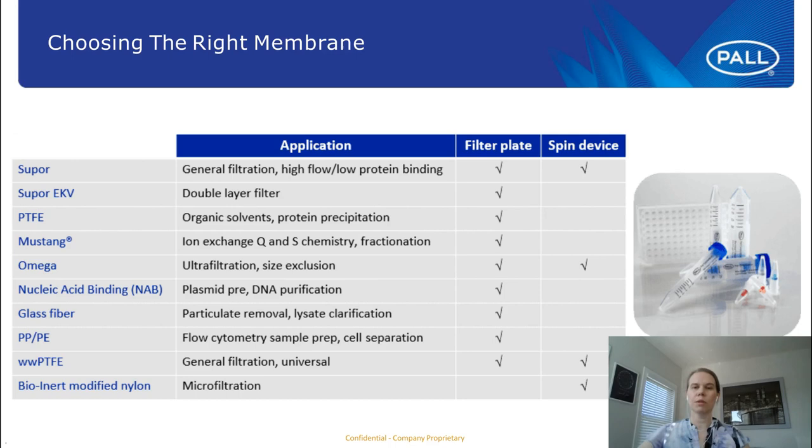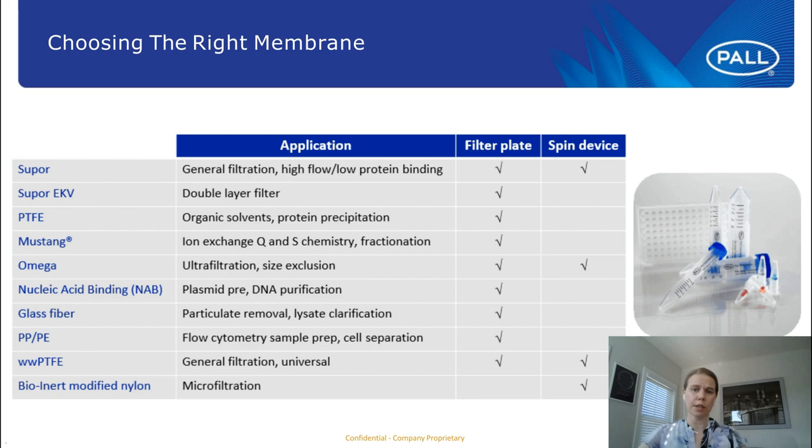But then I would like to talk a little bit more about the membranes or filters in general, and I think this table summarizes it best. On the left-hand side, we have a selection of different filters available that come in either filter plates, spin devices, or both. Mainly these membranes are designed for a specific application, as listed in the table. However, there are a couple that we would recommend for any sort of general filtration, and those would be SUPOR as well as the WWPTFE membrane, which we would call a universal membrane.